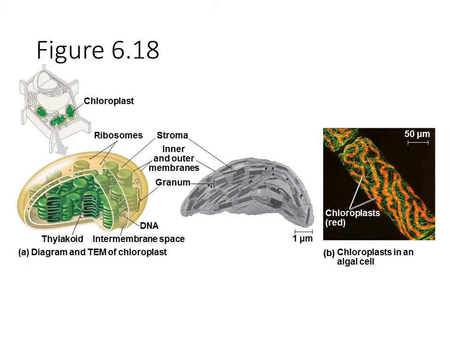This is another transmission electron microscopic view of that chloroplast. The image to the right is showing you that chloroplast also exists in algae. So it's not just found in plants. It is also found in plant-like protist called algae.